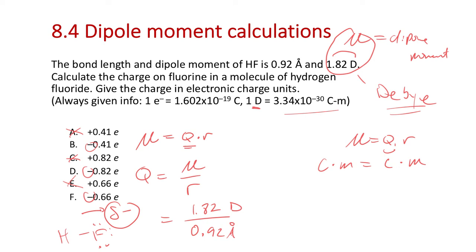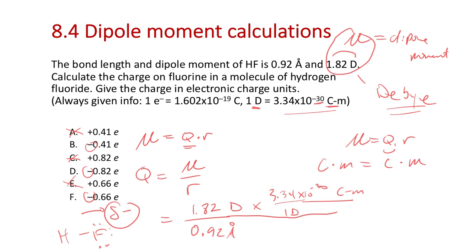But if we just do this math here, we're going to get like -2 electrons or somewhere in that ballpark. And that would mean we have like H plus 2, which seems impossible, and F minus 2. So we have to do some conversions here. What we have to do is apply that conversion. So 1 D is equal to 3.34 times 10 to the minus 30 coulomb meters. So notice it's minus 30.